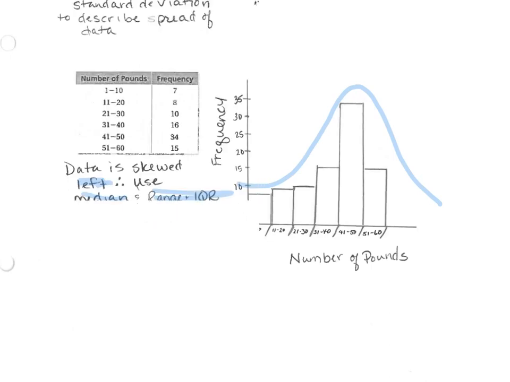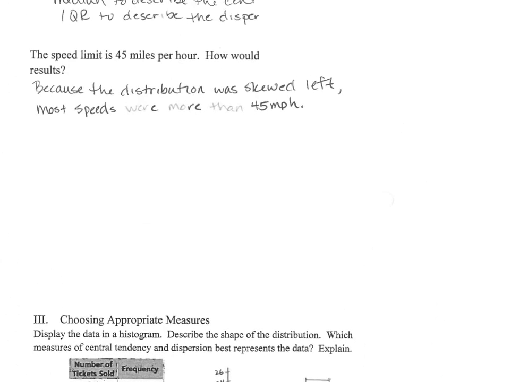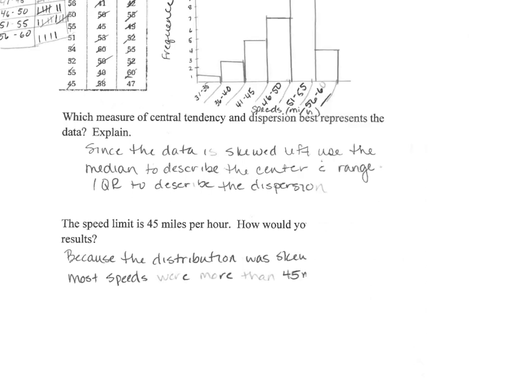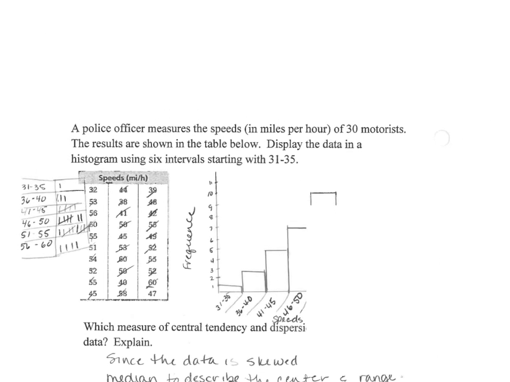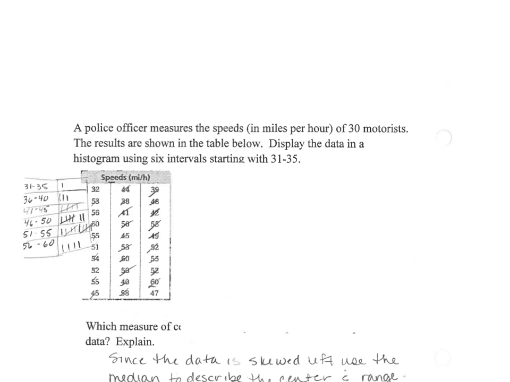The next piece now, let me go to here. I actually have to go backwards. It was all upside down. So this next piece now talks about a police officer who measures the speeds in miles per hour of 30 motorists. The results are shown in the table below. Display the data in a histogram using 6 intervals starting with 31 to 35.